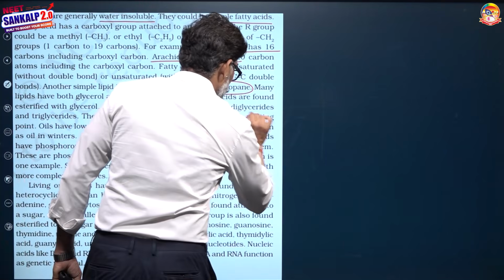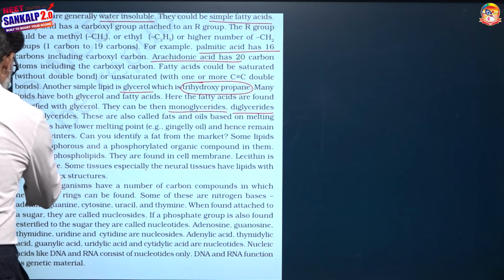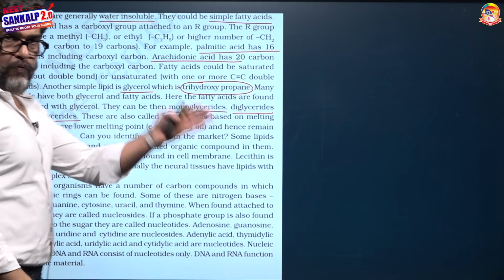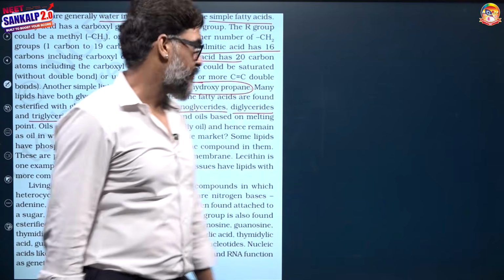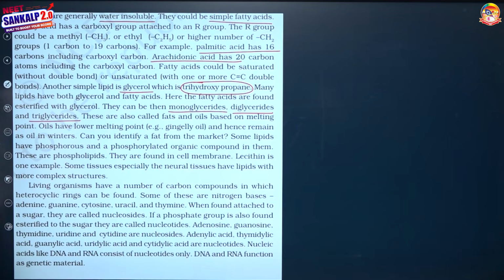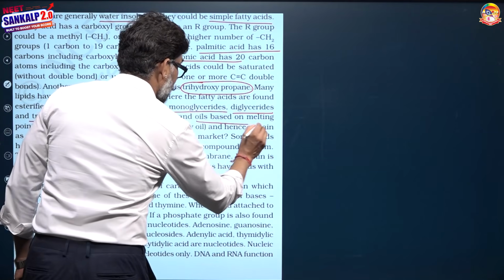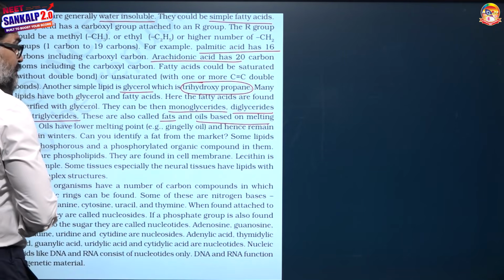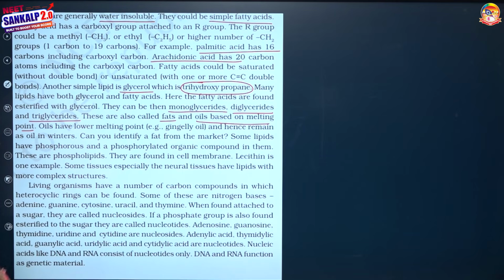If two hydroxyl groups are esterified with two fatty acids, diglyceride. If three, then it is a triglyceride. So one glycerol plus three fatty acids results in triglyceride. One more difference mentioned here is fats and oils. Lipids can be classified as fats and oils based on the melting point. Oils have a lower melting point, hence remain as oil in winters.